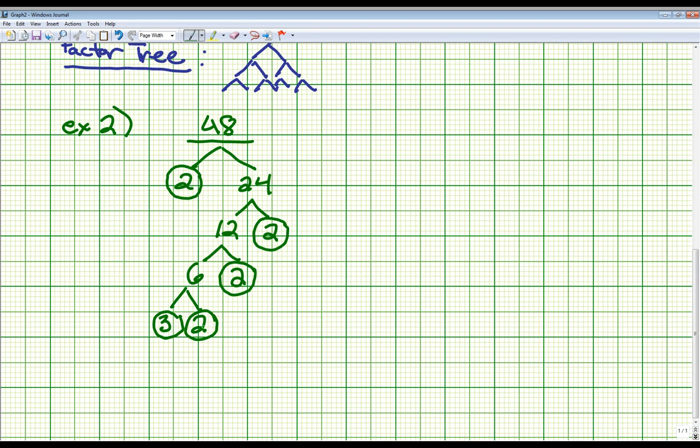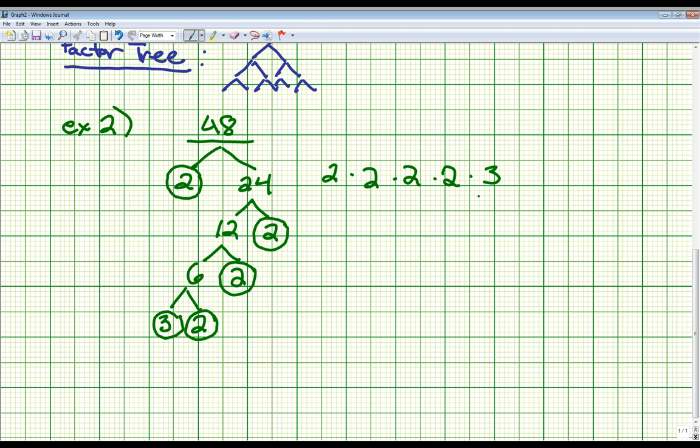If we listed all these numbers out in a multiplication sentence, this is what it would look like. 2 times 2 times 2 times 2. There are 4 2's. And times 3. That would be what it would look like in a multiplication sentence.